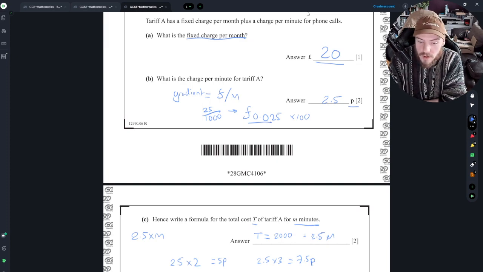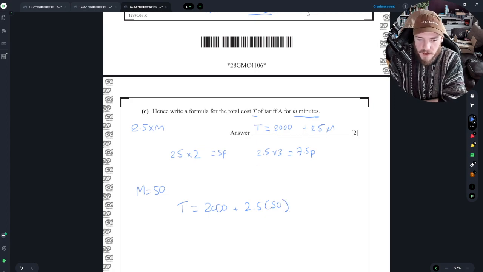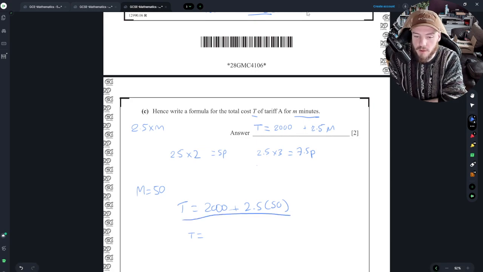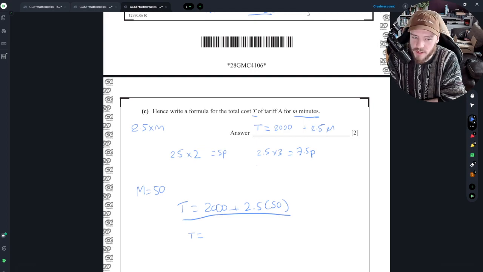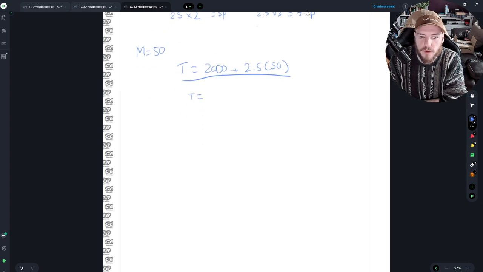So if I ever wanted to work out how much it would cost me if I call for 50 minutes per month, my total charge would be 2,000 pennies plus 2.5 pennies multiplied by 50, and that would give me my total cost. I don't need to work it out, but I'm just showing you how we would use the formula once we have created it. Hope that makes sense so far. Let's move on to the next question.